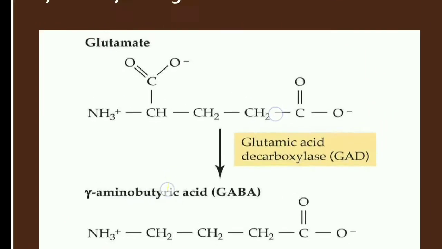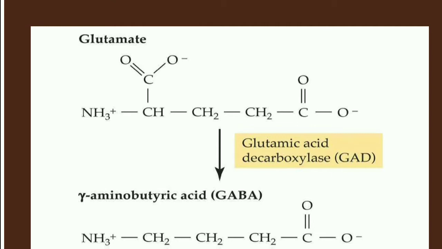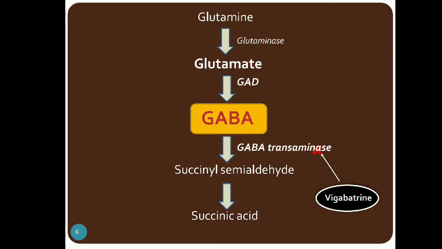And when we talk about the synthesis, glutamate is converted into GABA with the help of a specific enzyme called glutamic acid decarboxylase. This helps to convert it into the GABA neurotransmitter. This is the diagram.